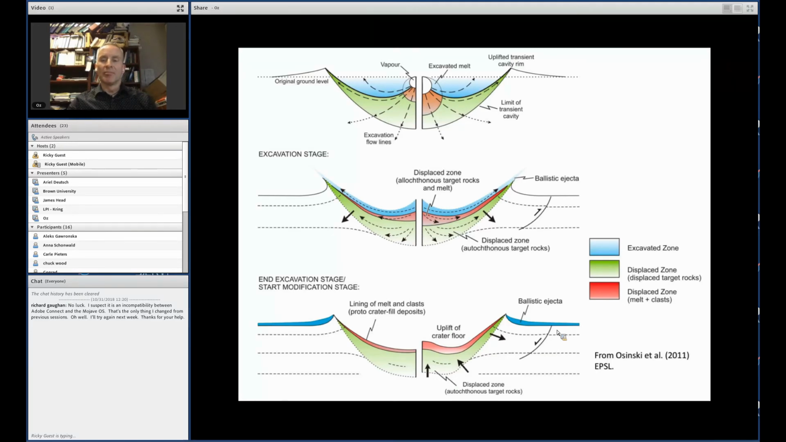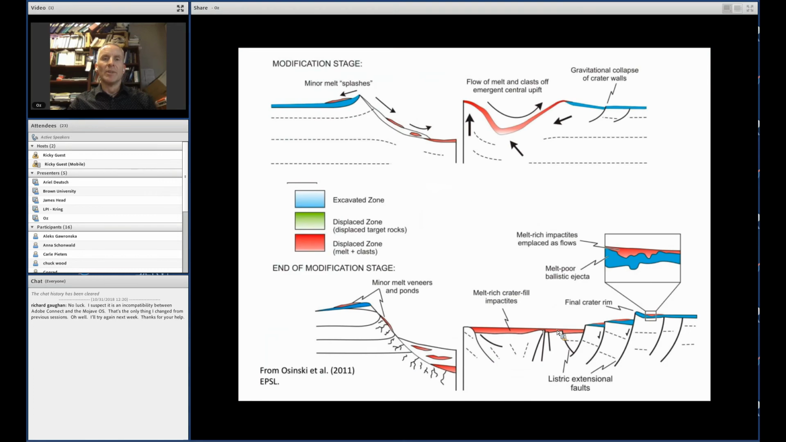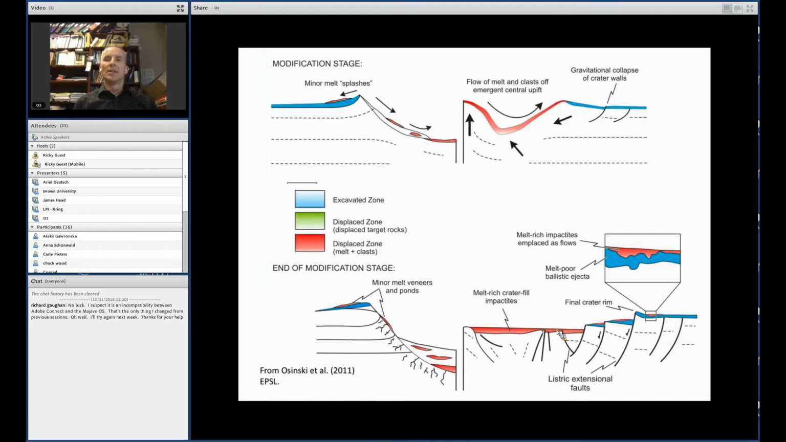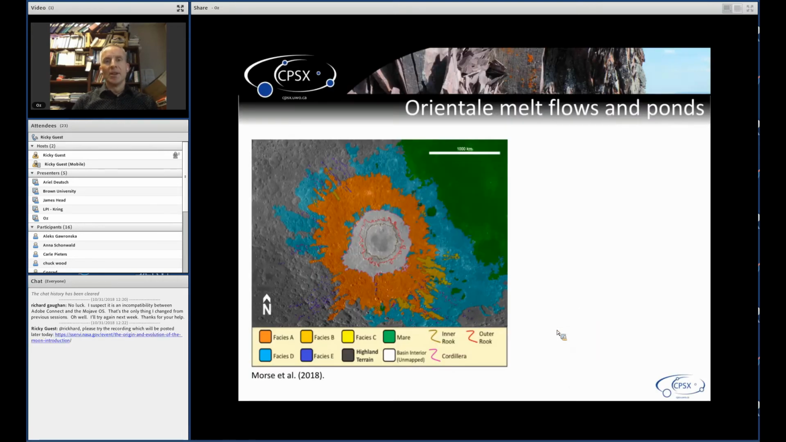And essentially, in the interest of time, I'll maybe skip to this stage. Because of this modification stage of crater formation, the collapse of the crater walls and the uplift of the crater floor, this can, after the emplacement of ballistic ejecta, cause a second pulse or episode of ejecta emplacement, where this melt-rich material that typically lines the interior of the crater can be emplaced outwards. And this does scale up.